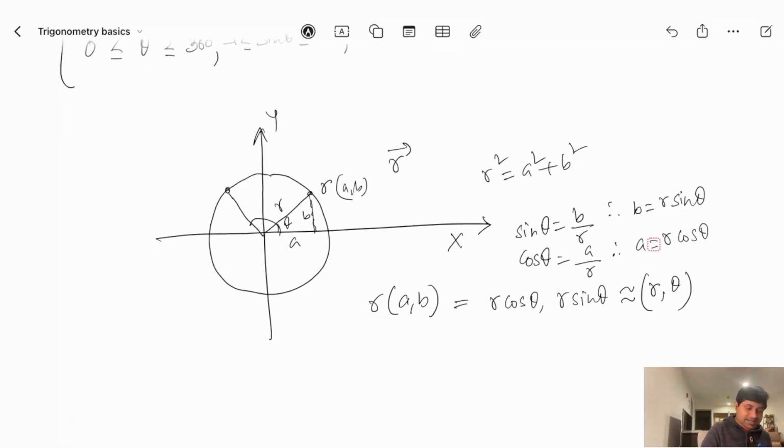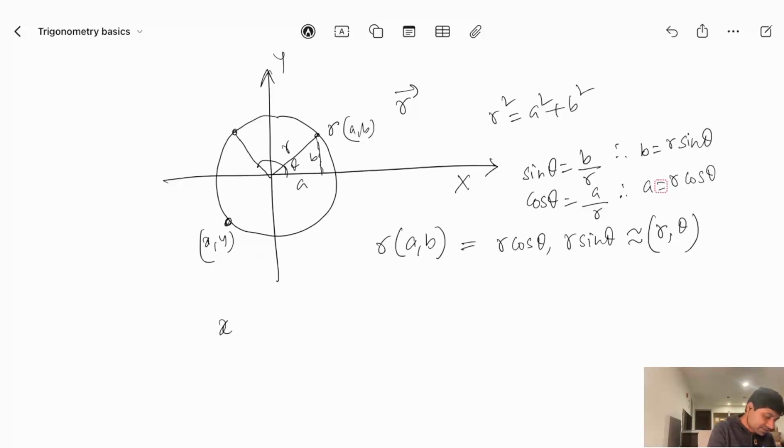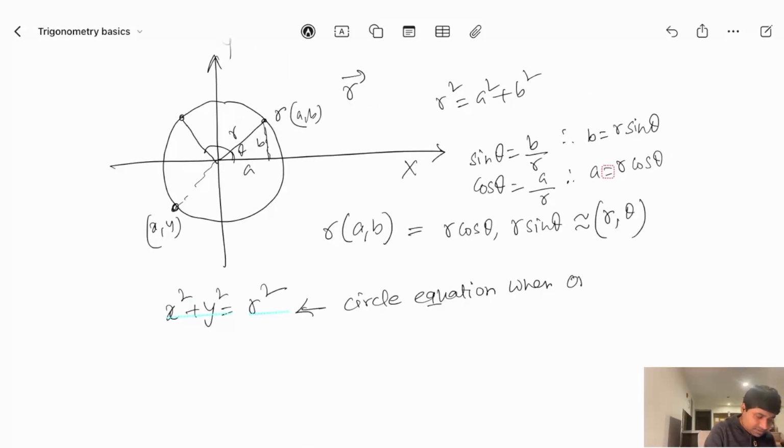Interestingly, the circle equation is nothing but the Pythagorean equation. So any point, let's say you consider (x, y), if the circle has its origin at the center, then the circle equation is x squared plus y squared equals R squared. That is the way the Pythagoreans work. So this is a circle equation when the origin is at its center. Correct?